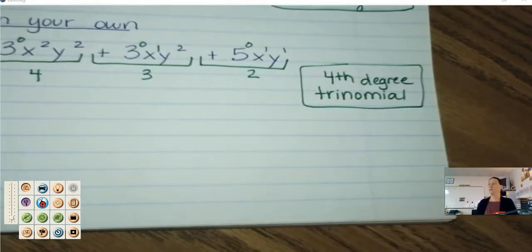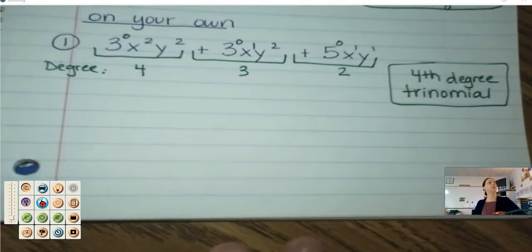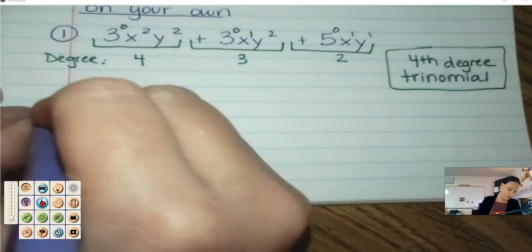How many people did get that one right? Okay. Either this is like a super easy lesson or people get completely confused. Okay, let's try another one.